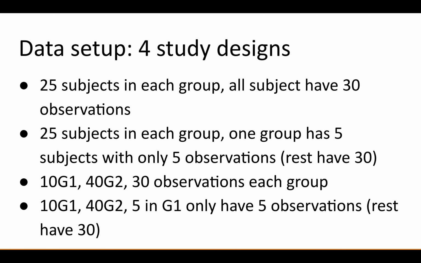Okay, I'm going to simulate 4 different study designs. So basically, for each of these, I'm going to generate 1,000 data sets and analyze them. The first one is going to have 25 subjects in each group, where all subjects have 30 observations, so everything is balanced. Then 25 subjects in each group, so I have balanced patients and controls, but 5 of my patients only have 5 observations, while everybody else has 30. Next, now we're going to work into imbalanced groups, so 10 patients, 40 controls, but everybody has balanced data. Then 10 patients, 40 controls, 5 of my patients only have 5 observations, everybody else has 30 observations.